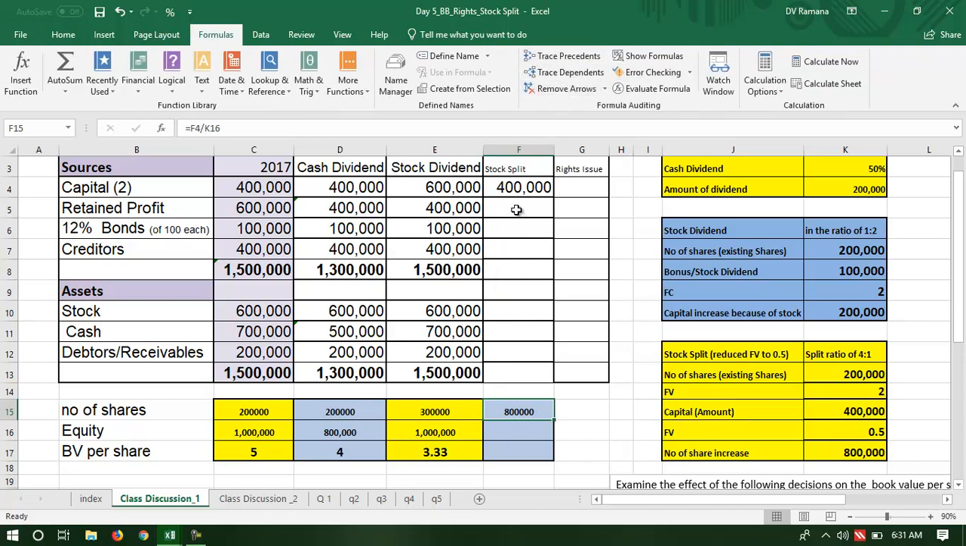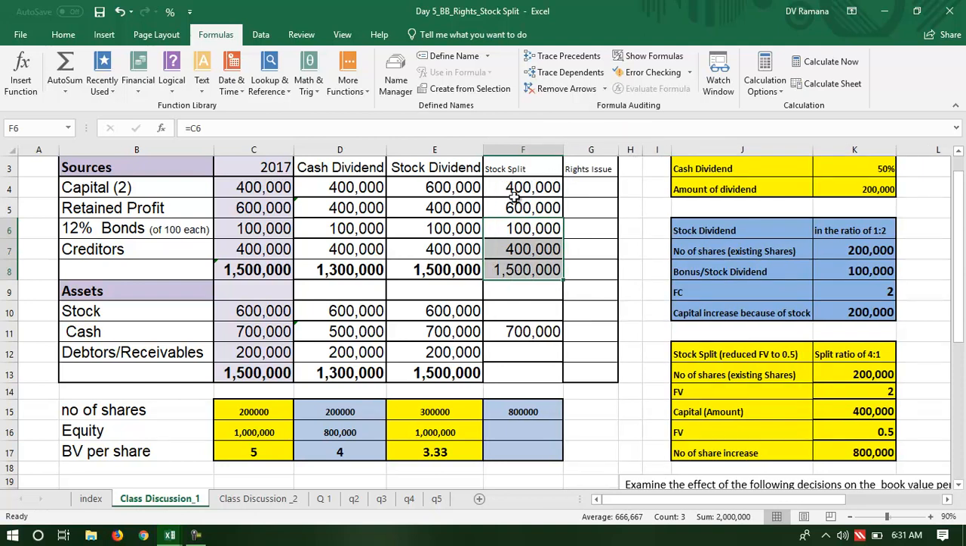Did this result in any change in the retained profit? No, because it is not a distribution of profit. And did this result in any outflow or inflow of cash? No, because this does not involve any cash outflow or cash inflow. So what happens to the capital? The capital remains same, but the number of shares goes up. And there is no change in any other item of the balance sheet.